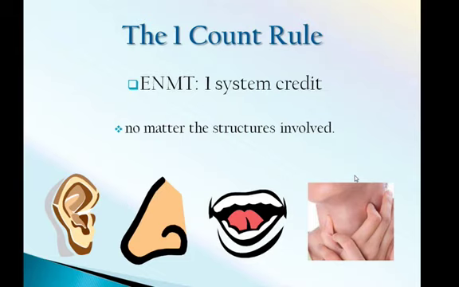I do want to point out the mouth because it's often overlooked in that EMNT. I encourage you on your audit sheets to actually write out the M in there rather than just abbreviating it ENT. That way you are paying attention to noticing if there is some kind of mouth area finding that should receive credit. So let's go ahead and look further into this one count rule.